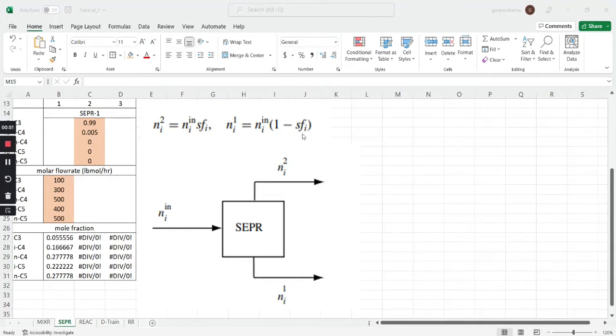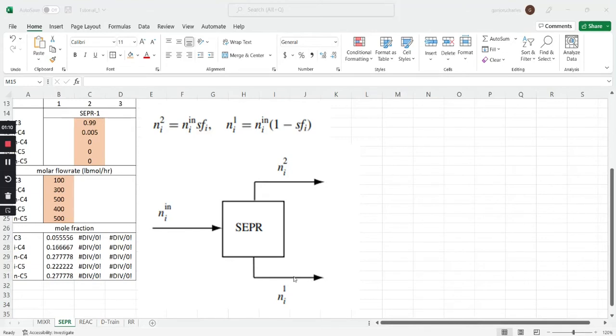The split fraction, this symbol here, is defined as the percentage or fraction of a component in the inlet stream that will be present in the top stream. However, you can define it based on the bottom stream also. It's up to you.